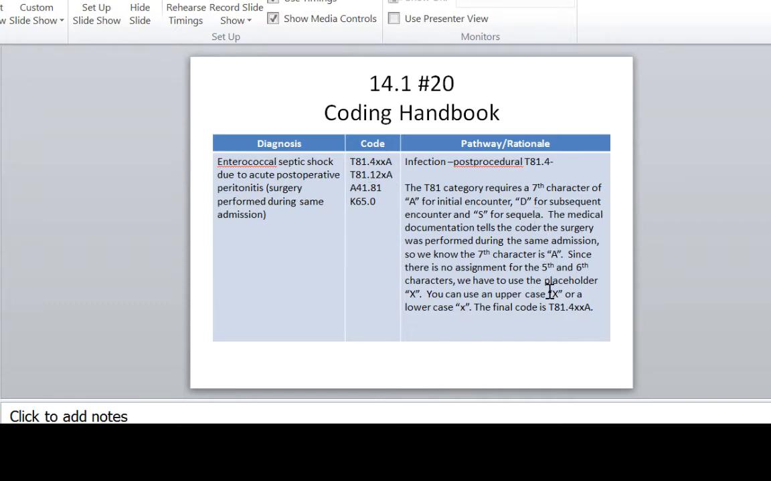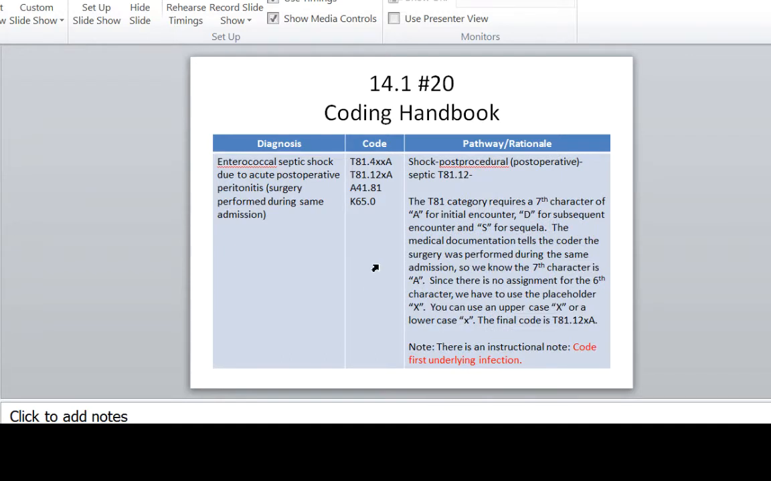I go into it a little more explanation here. You can use an uppercase or a lowercase x as long as something is a placeholder for those 5th and 6th characters. And the next code we're going to look at, you see, has one placeholder in the 6th position. So let's look at that one next.